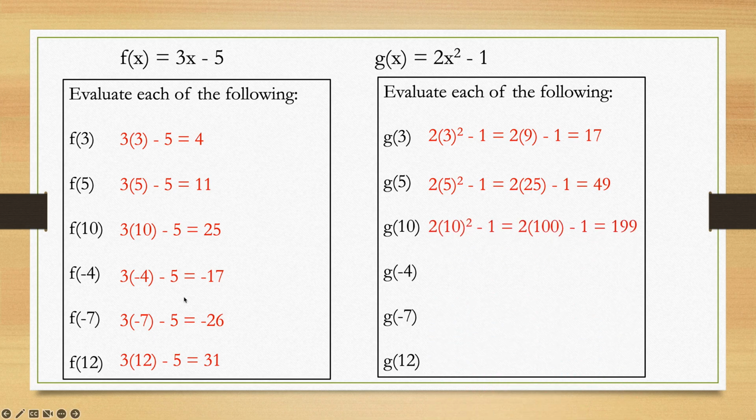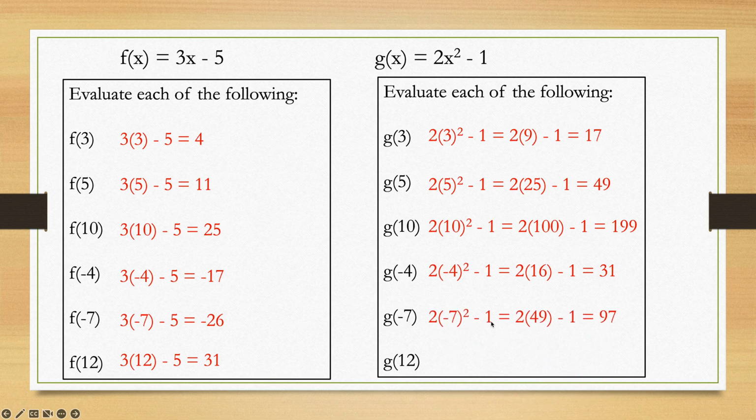Two times 10 squared is 2 times 100, which is 200, minus 1, of course, gets you 199. Input of -4. I got to square that -4. That gets me to 16. 2 times the input. 2 times 16 is 32. Minus 1 is 31.